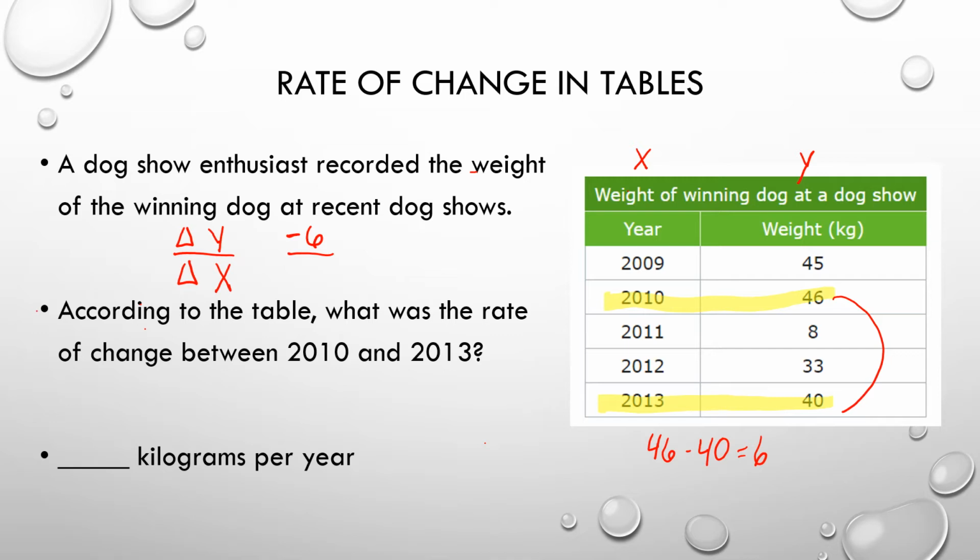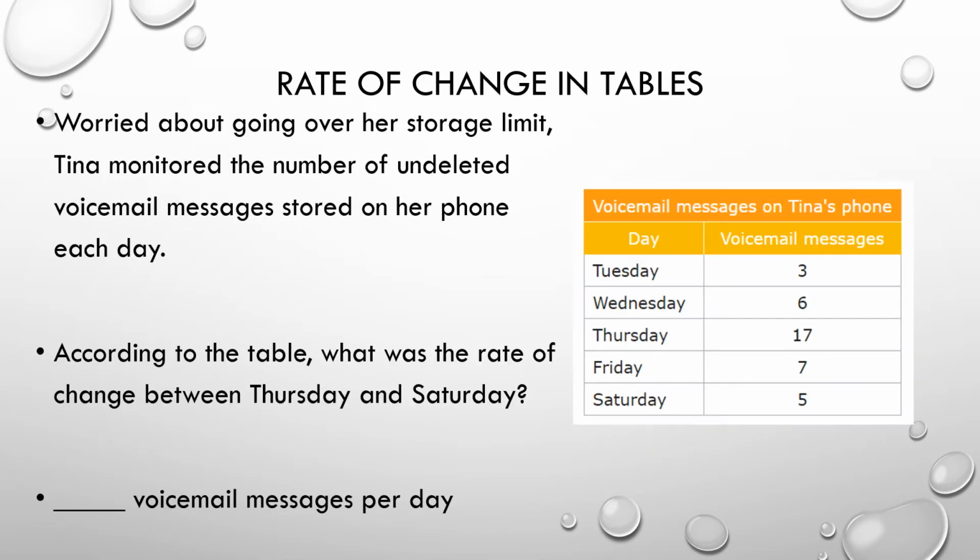From 2010 to 2013, that is 3 years. And you could do 2013 minus 2010, so that is 3 years. A negative number divided by a positive number is a negative number. And 6 divided by 3 is 2. So that is negative 2 kilograms per year. Okay, pause your video and try this one on your own.